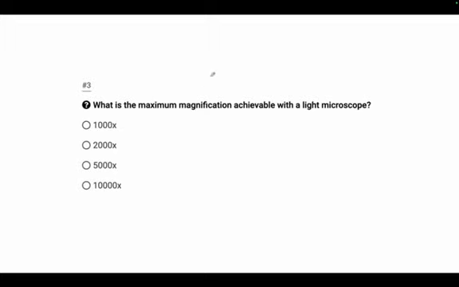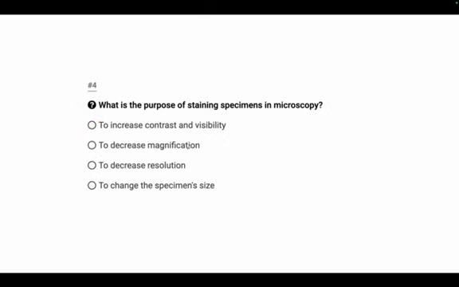What is the maximum magnification achievable with the light microscope? So, like we discussed, the highest objective that we can use with a microscope is 100x. The eyepiece is providing an additional 10x. So, the highest magnification that we can achieve is 1000x, which is the product of these two. What is the purpose of staining specimens in microscopy? The purpose of staining specimens is to increase contrast and visibility, because normal bright field microscopy does not have a lot of contrast.